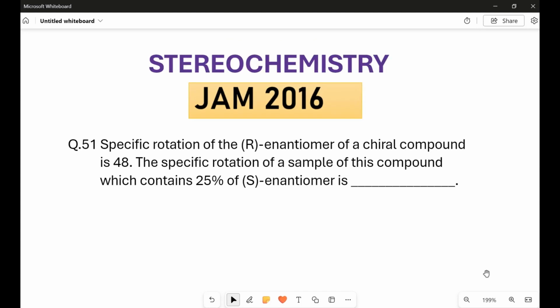Today we are going to see problems related to specific rotation and enantiomeric excess. First, what is specific rotation? Specific rotation alpha is equal to theta by c into L, where theta is the angle of rotation, c is the concentration, L is the path length of the cell.